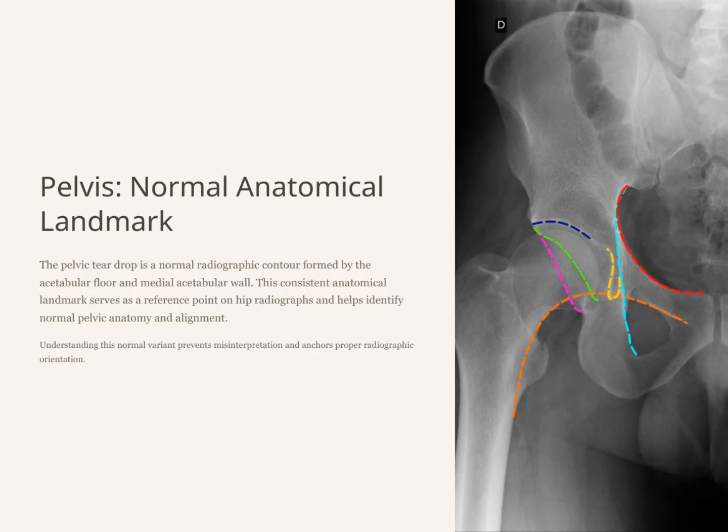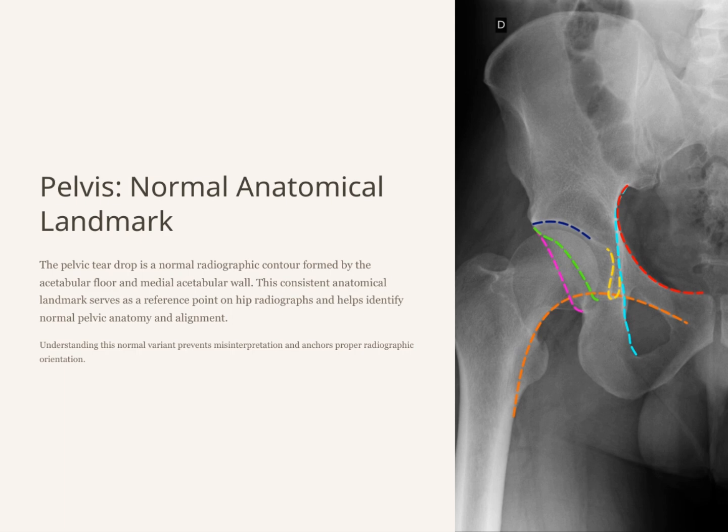Let's take a closer look at the pelvis and its normal anatomical landmarks. Here, we see the pelvic teardrop, which is a key radiographic feature. This shape is formed by the acetabular floor and the medial wall of the acetabulum. It's quite a consistent and recognizable contour on hip X-rays. The importance of this landmark lies in its role as a reference point.